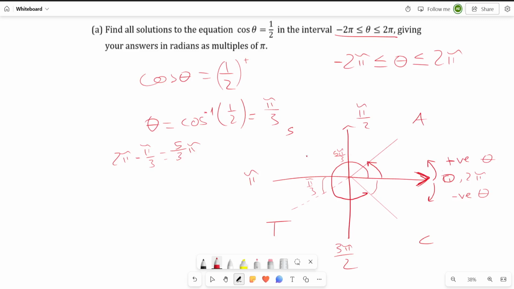Okay? These are my positive solutions. So my positive solutions are 5 pi over 3 and pi over 3. My range is from negative 2 pi to 2 pi. So let's check the negative solutions. For the negative solutions, let's move clockwise. So let's start here and move clockwise. I know that this angle is pi over 3. So moving clockwise, it's a negative answer, so my answer is going to be negative pi over 3.